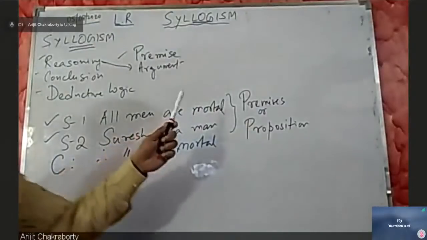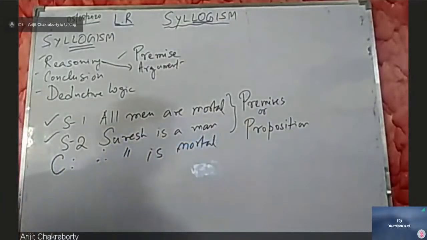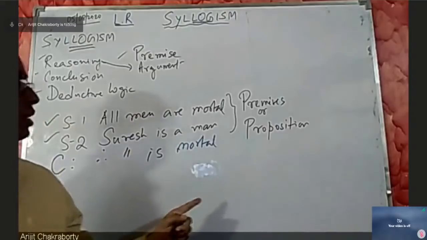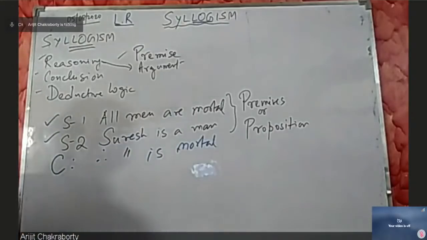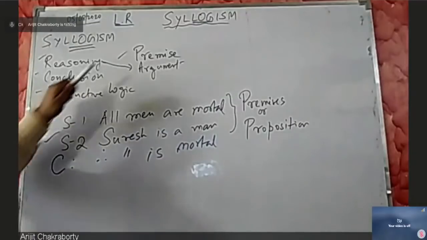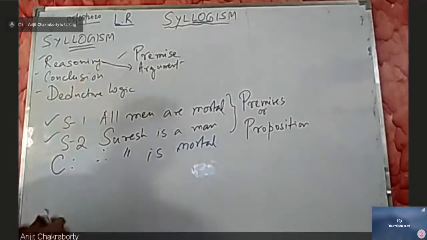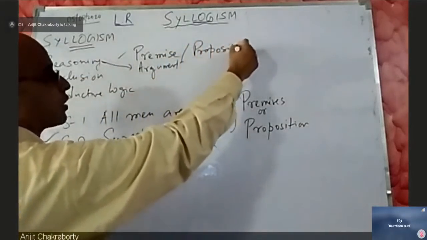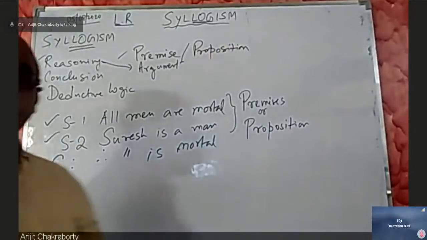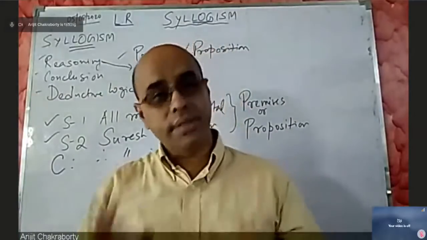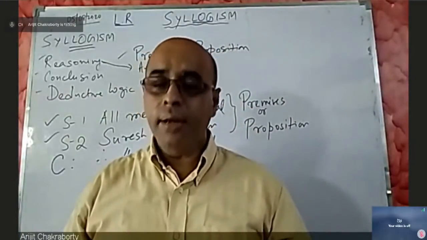So we have premise number one, all men are mortal. Premise number two, Suresh is a man, and therefore we have the conclusion, Suresh is mortal. So we are looking at so many new words: reasoning, conclusion, deductive logic, premise, also known as proposition. So I'm writing once again proposition. So a premise or a proposition is like a statement. Right? Is it clear? Right.